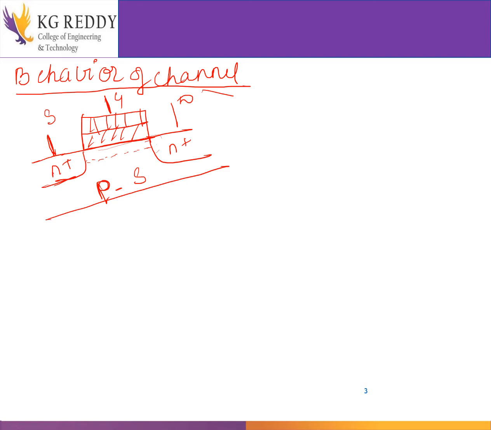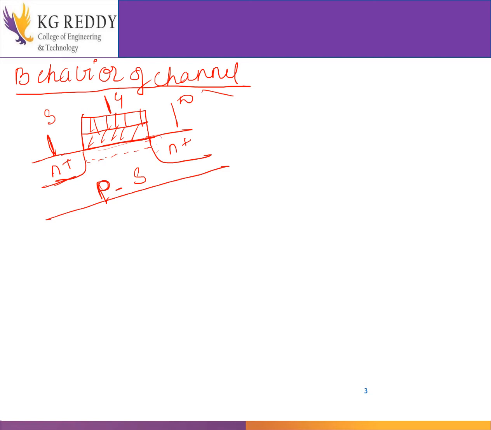Channel formation means the movement of electrons from source to drain with the applied gate voltage. And what is the gate? It controls the flow of electrons in the channel. It simply controls the current in the device, or electrons in the device.